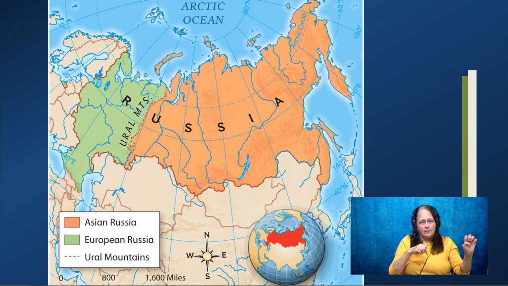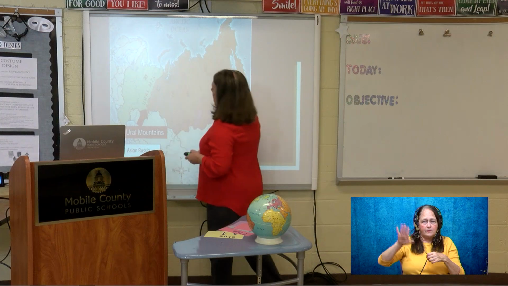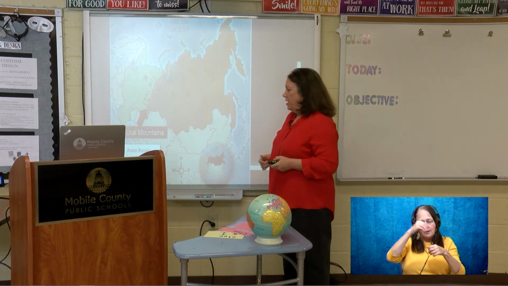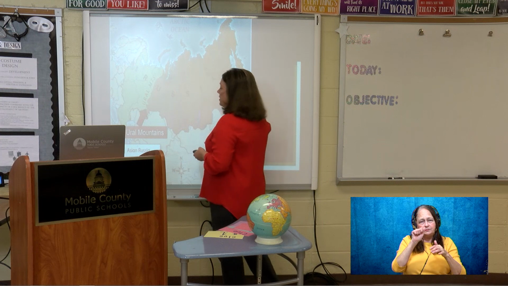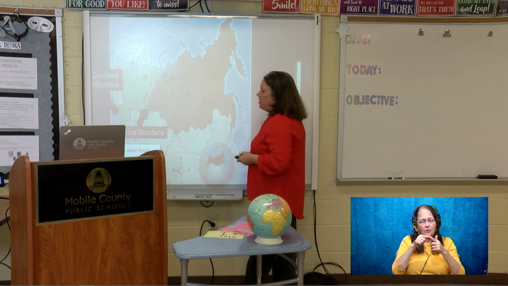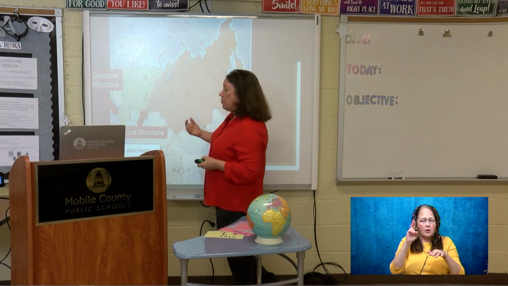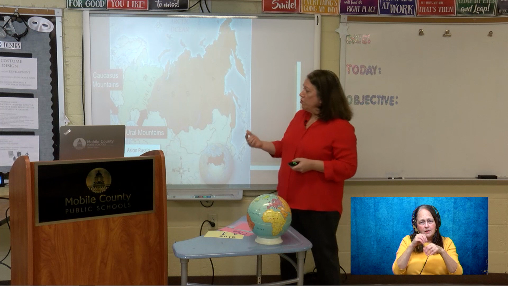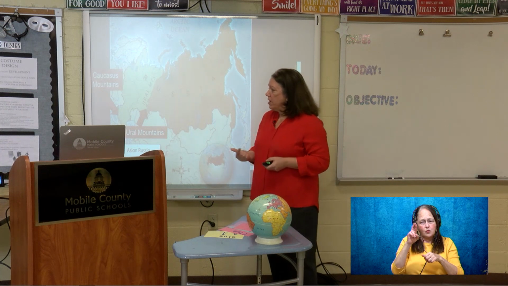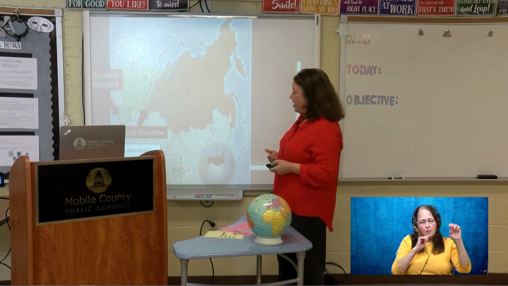Okay, so in the green, you've got European Russia. The Ural Mountains run right along here, and anything east of that is going to be considered the Asian part of Russia. In addition to the Ural Mountains, there's also a mountain range called the Caucasus Mountains. And if you remember, we had those 3 nations that are found in this area: Georgia, Armenia, and Azerbaijan. They're named the Caucasus republics because they're found in the Caucasus Mountains.